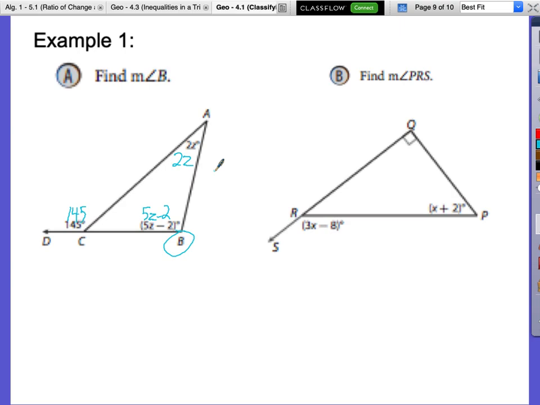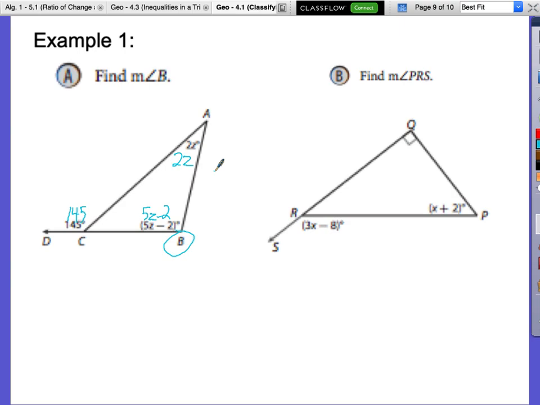How could we set this up using this knowledge we just learned? Using the exterior angles theorem, how could we solve it? Well, we know all three exterior angles add up to 360. What else do we know? Do we know the other two exterior angles? No, so that won't help us, okay? We do know an exterior angle, and we know two interior angles.